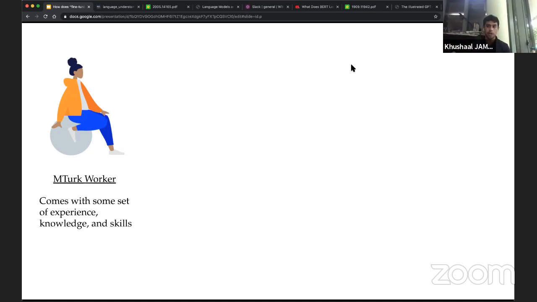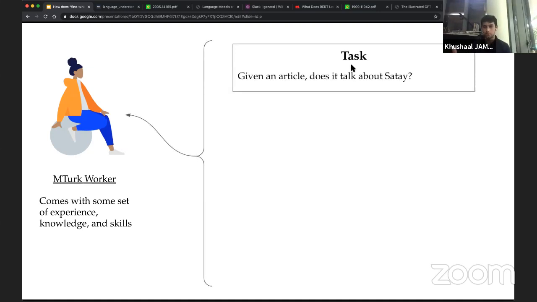So initially, we present the MTurk worker with a task. It's given some article. Does it talk about satay? Now, this may superficially seem like a straightforward instruction. However, it is somewhat ambiguous in that what does it mean to talk about satay? Is a single mention enough? Or does the whole focus of the article need to be about satay?